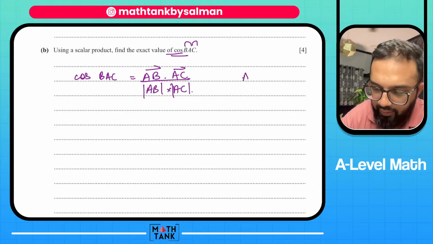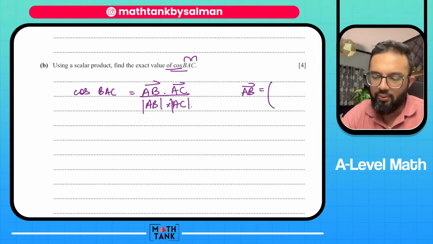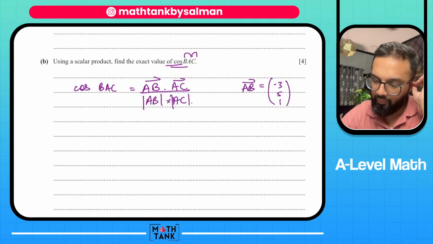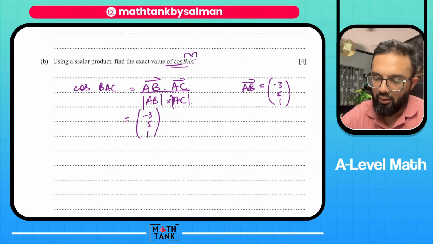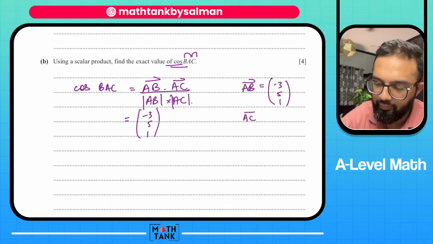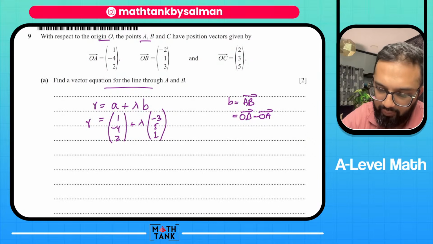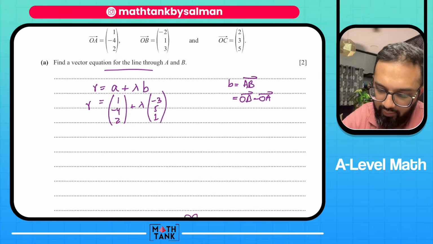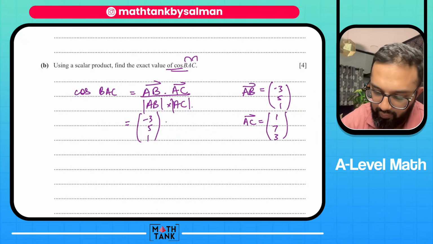Okay, so AB is something that I've already found. That's what I thought, that I was doing something wrong. And AC is OC minus OA. So that's 1, 7, and 3. That's a dot product.